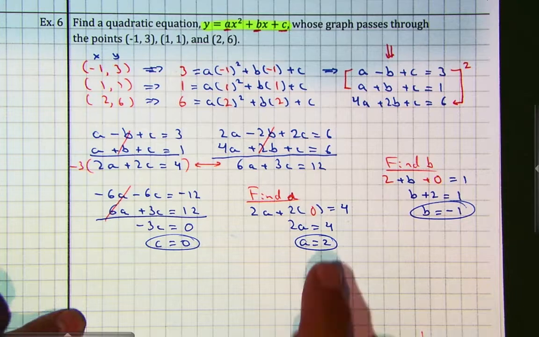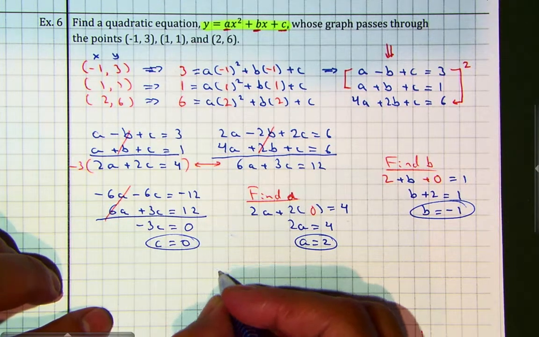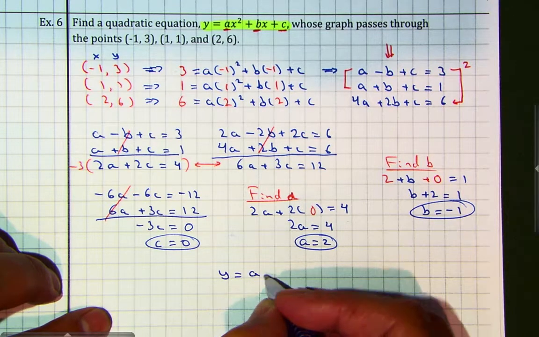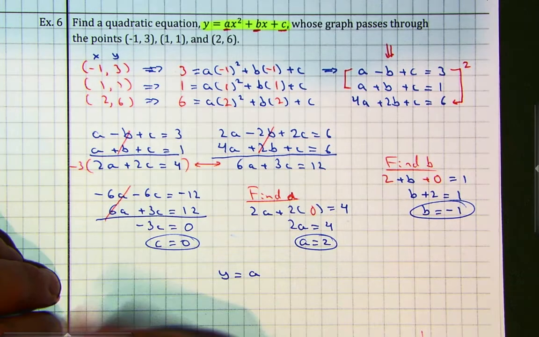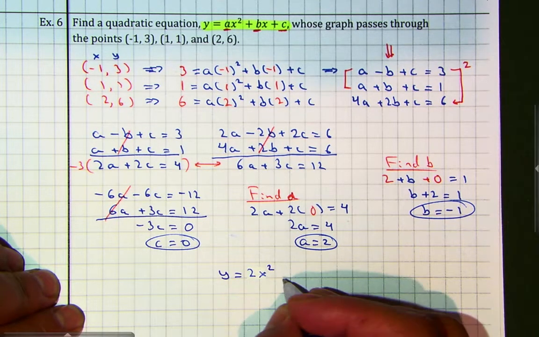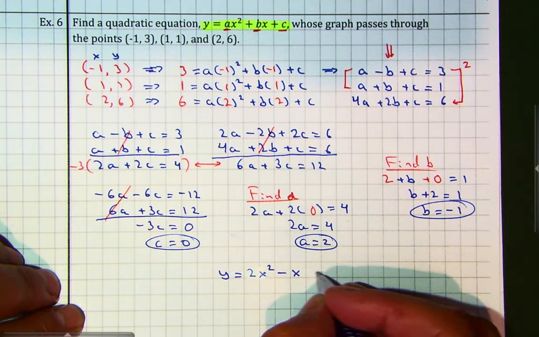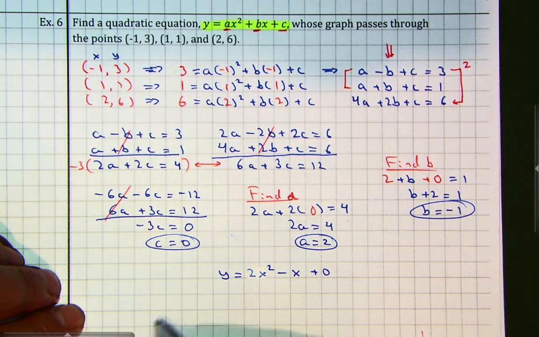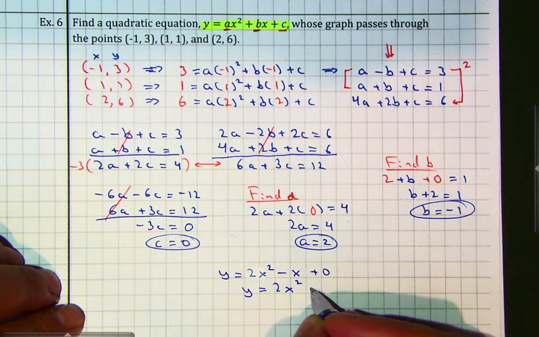Since I have the values a, b, and c, now I can plug into my equation. So my equation will be y equals a, well, the value of a is 2. So therefore, it will be 2x squared. The value of b is negative 1, so we minus 1x, and plus 0. But do I need a 0? No. So therefore, my answer will be y equals 2x squared minus x.